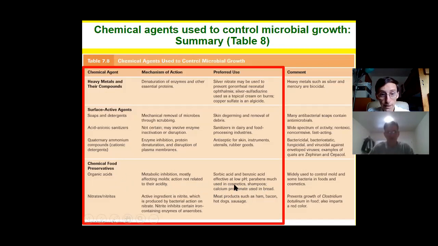Obviously, shampoo and cosmetics are not food, but most of them are used in food to help preserve the food. Nitrates and nitrites are very common food additives, which stop bacterial action. Nitrite is the active ingredient. It inhibits certain iron-containing enzymes and anaerobes, and it's added to a lot of meat products like ham, bacon, hot dogs, and sausage to prevent them from spoiling.